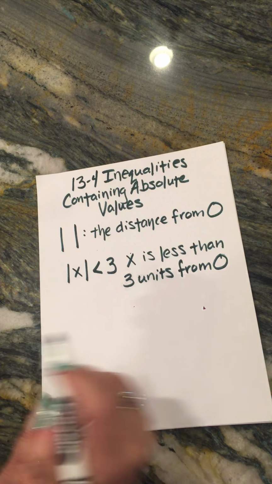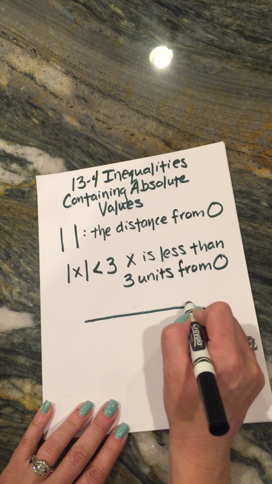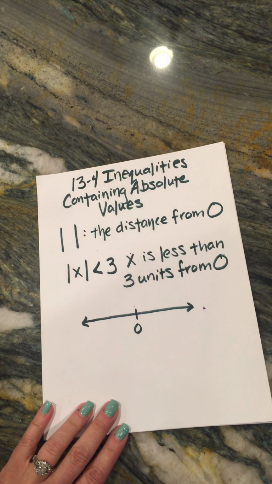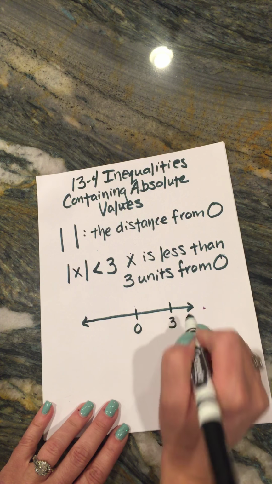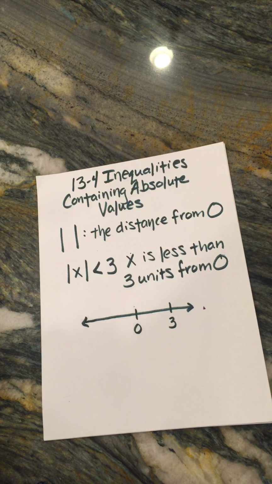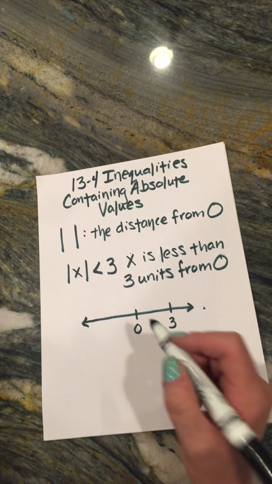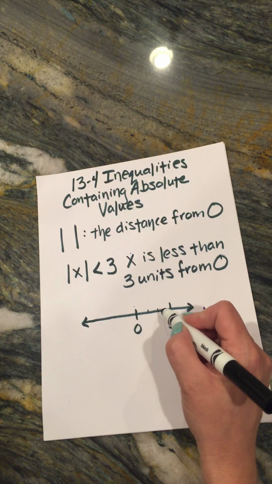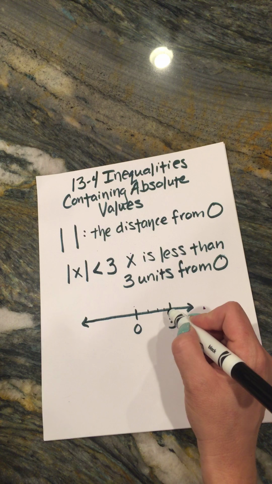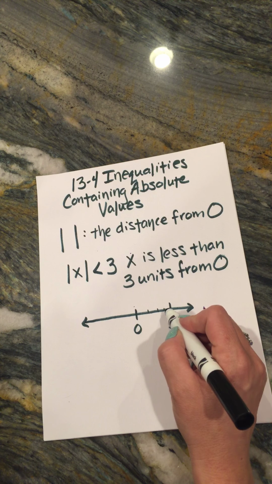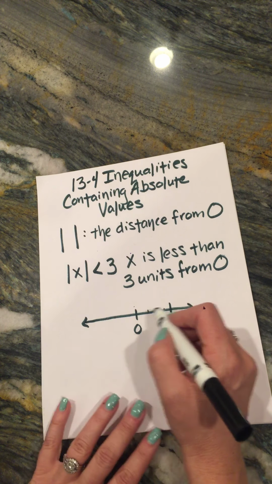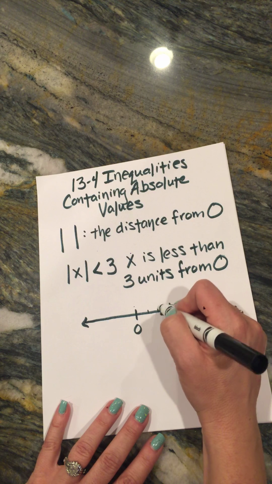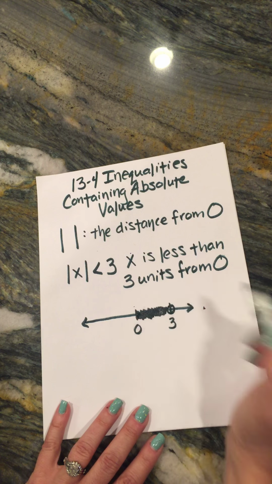So what would that look like on a number line? Here's our number line. Let's plop 0 in the middle. And here is 3. We are less than 3 units. So could we be 1 unit? Sure. How about 2 units? Sure. How about 2.5 units? Sure. How about 2.9? 2.99? 2.9999? Yes, all of those work except for 3. So let's put an open dot at 3, but we can shade everything in from 0 up to the open dot.